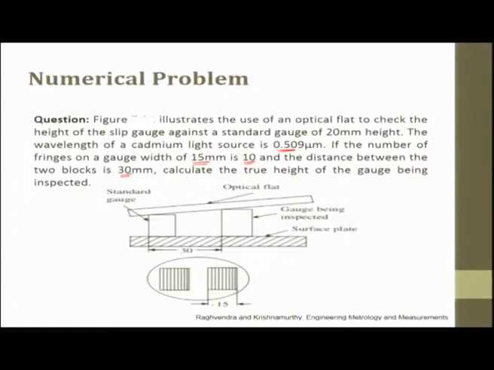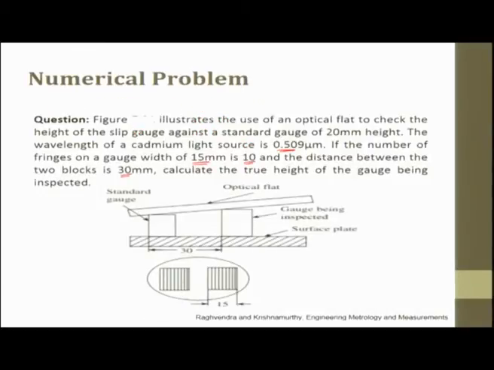So, what they say is, you get 15 fringe patterns in 10 millimeter, right. So, how do you solve it? The difference in height h is given by the formula h equal to lambda L n by 2L. Here lambda is 0.509, and what is L? L is 30.